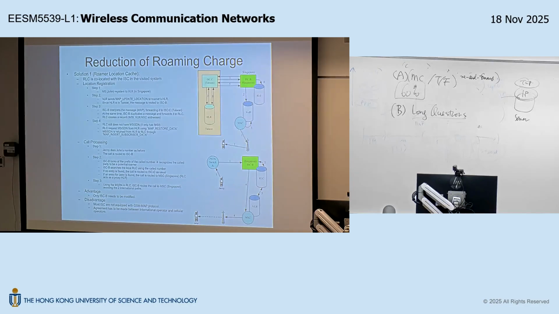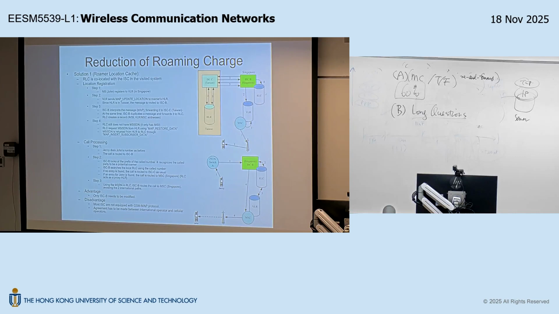When the visiting location register tries to update the record for the home location register, this roamer location cache will try to sniff the copy and create a local copy. In other words, this roamer location cache acts as a proxy for the home location register for John. It's like a proxy. Okay. Now, this is the situation in the registration.